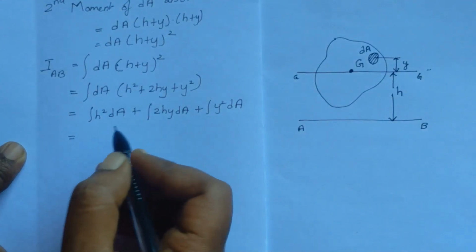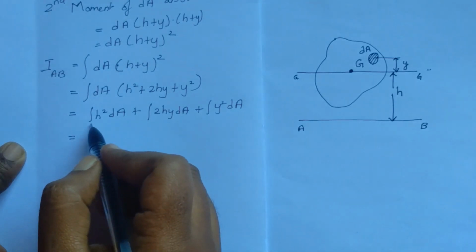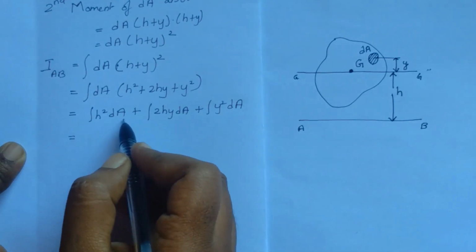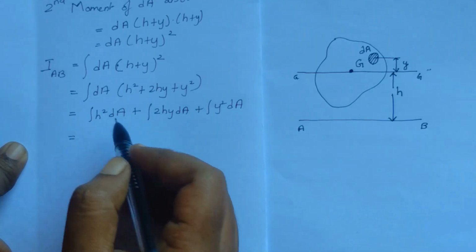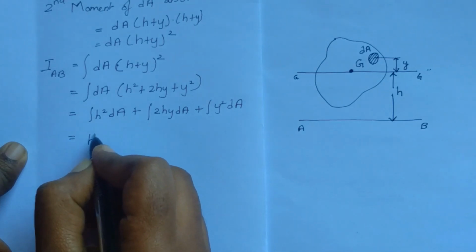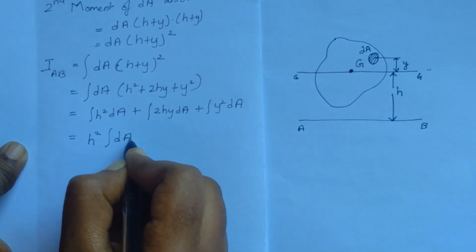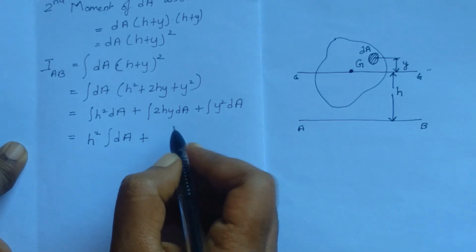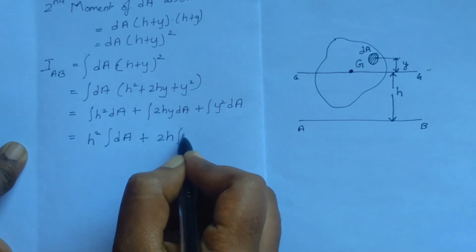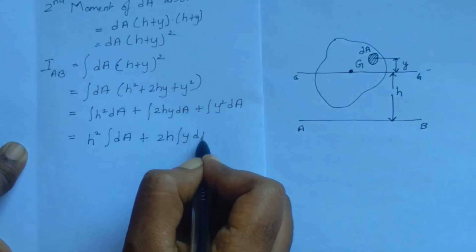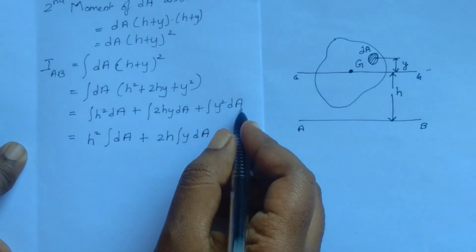Now let us consider each term separately. So what is the first term? Integral h square dA. In that, h is a constant, so we can take it outside. So this can be written as h square into integral dA, plus 2hy dA. Again, 2h is a constant, we can take it outside: 2h into integral y dA, plus, what is y square dA?